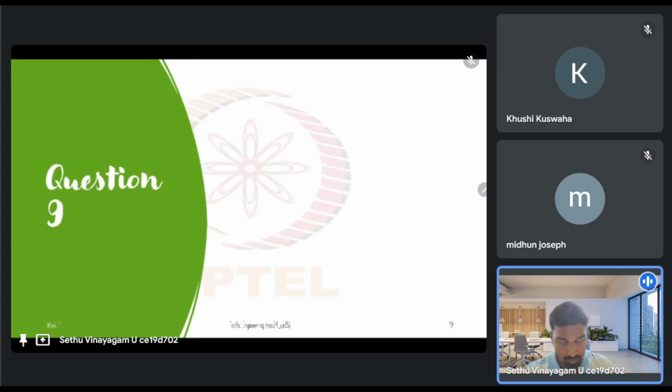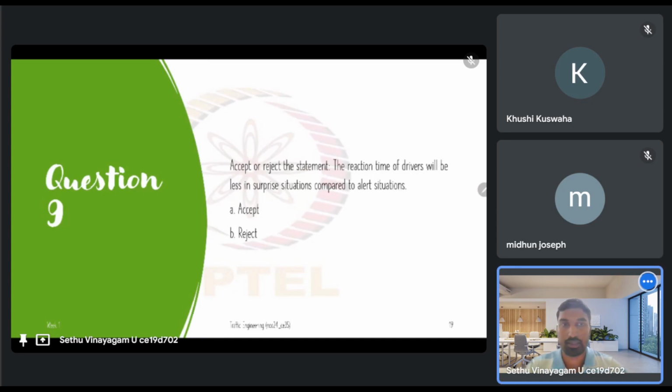Okay, question number 9 is the reaction time of drivers will be less in surprise situations compared to alert situations. Again, we have to either accept or reject this.